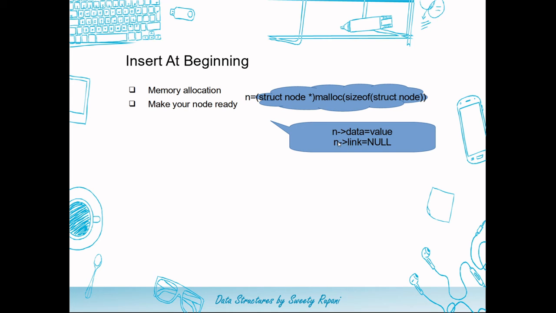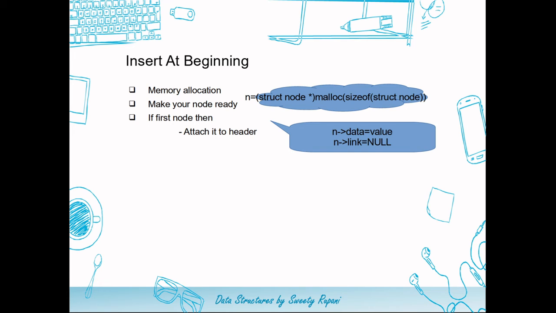Link part of n, which is going to store an address, I'll be initializing it with a null value in order to avoid the confusion of garbage values. Once our node is ready, we have to check if this is going to be my first node. I'll have to update the header also, because header points to null. It indicates that the list is empty.